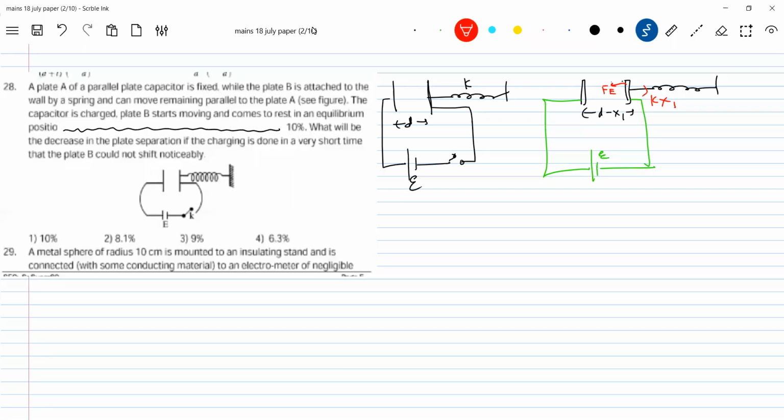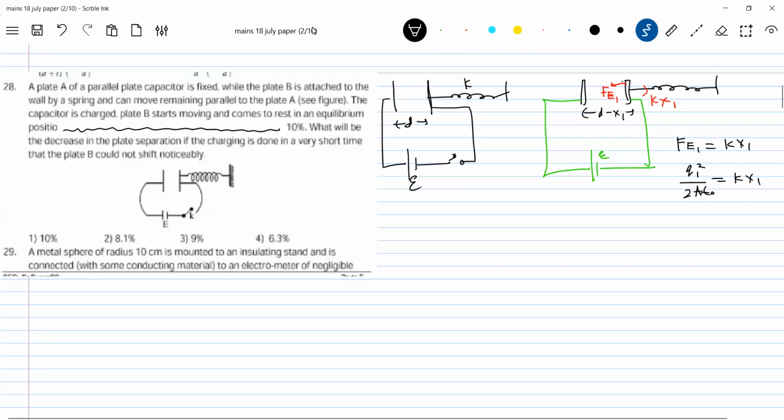So what is Fe? Fe1, I'll write it. In this case Fe1 is equal to Kx1. So this should be equal to Q1 squared by 2A epsilon naught. What is Q1? Charge on this plate is Q1, and minus Q1 on the other. What is the capacitance of this capacitor? Let it be C1. So C1 equals epsilon naught A by D minus X1.